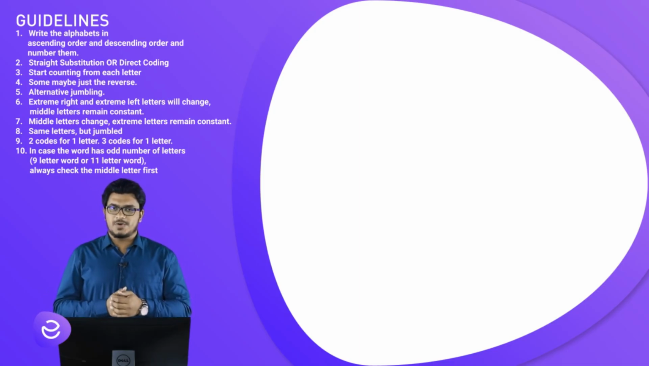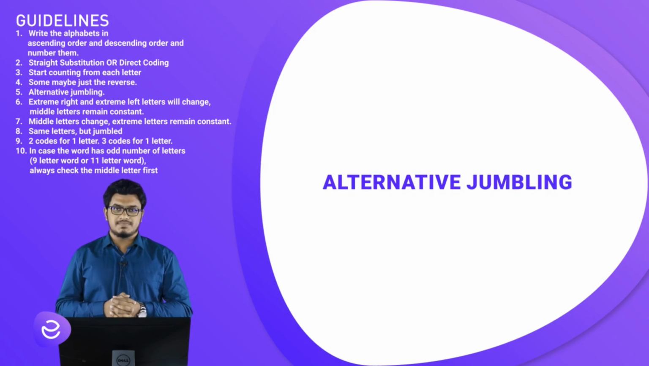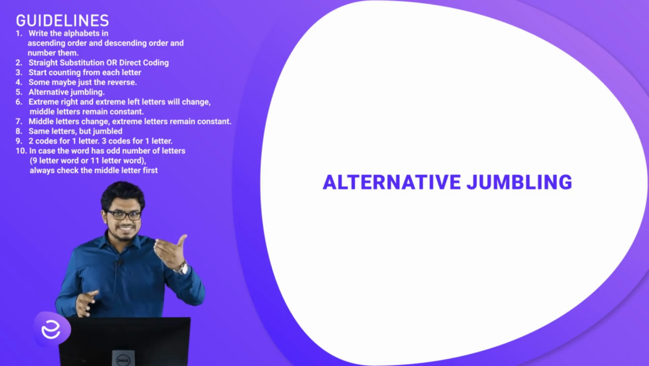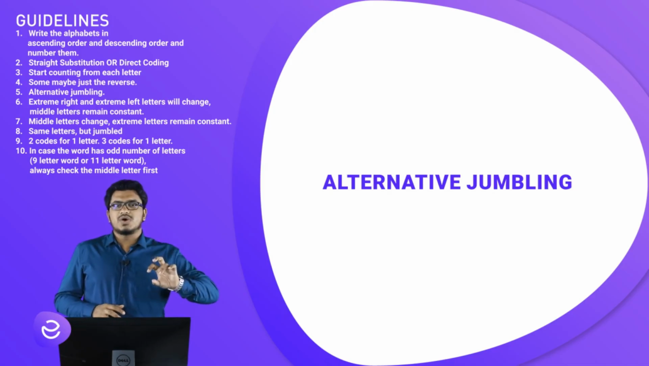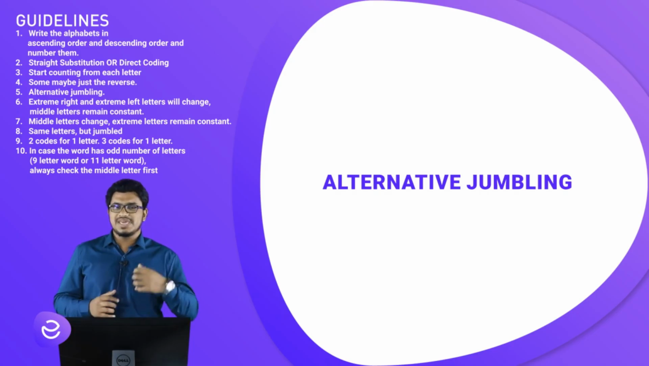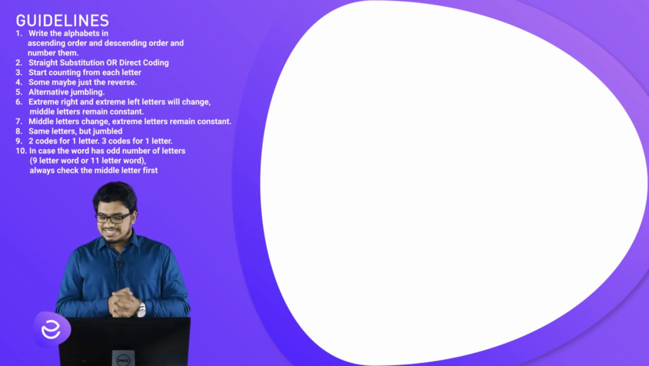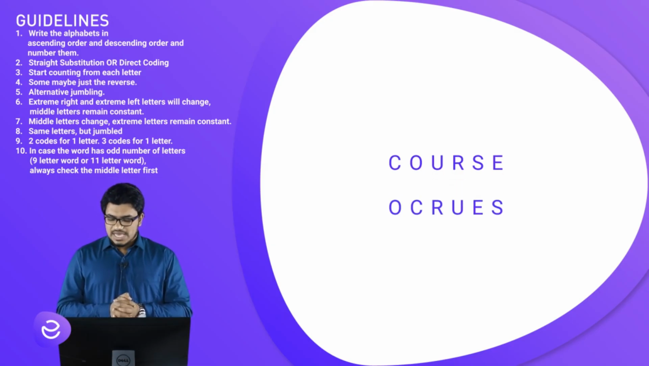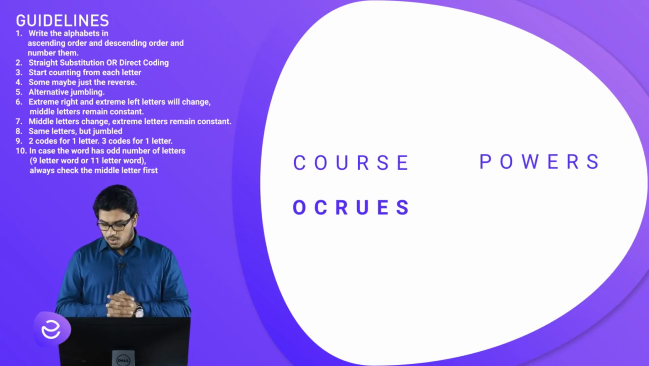Another pattern of coding is called alternative jumbling. In this case, you get the same letters. You don't get a new code. You get the same letters as the code, but the letters will actually be jumbled up. I'll give you an example. If the word COURSE is coded as OCRUES, then what will the word POWERS be coded as?